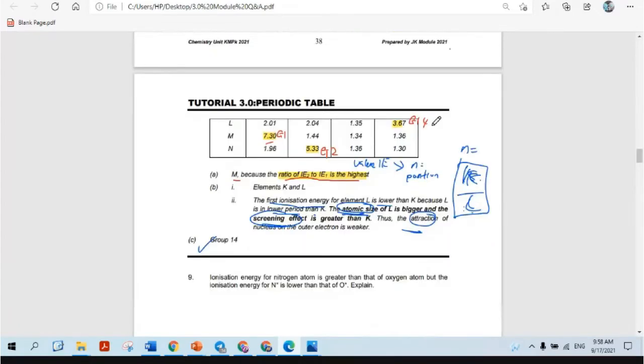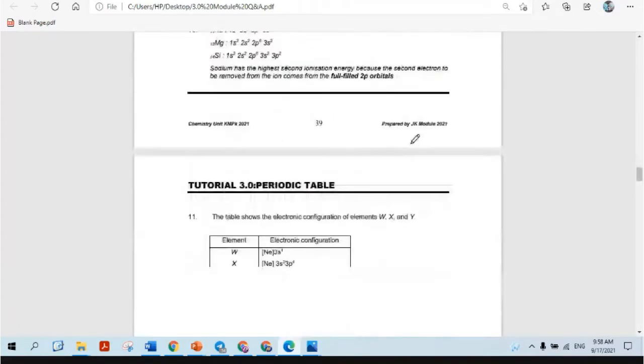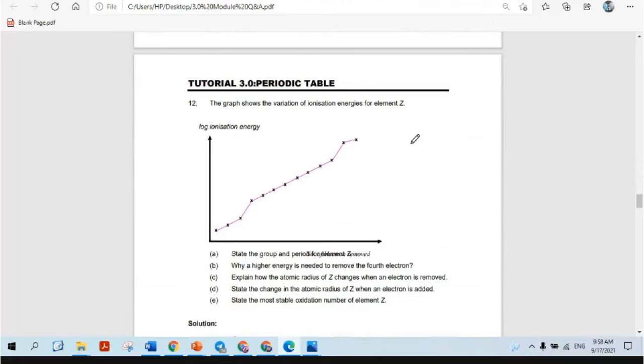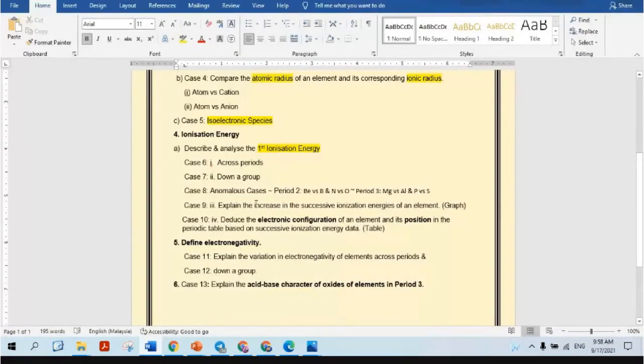Okay. Before we proceed, question 9, let's check question 12. Okay, let's check for question 12. For successive ionization energy, or ionization energy, first we can deduce based on the table given, the data given. Another one is based on graph. Here, based on graph, you must interpret the graph first. That's why I did mention, explain the increasing of the successive ionization energy based on graph or table. So table we have done already by using the ratio method. Now we go for graph.